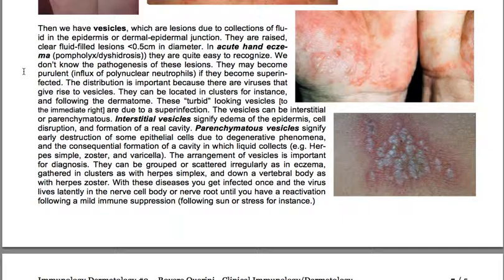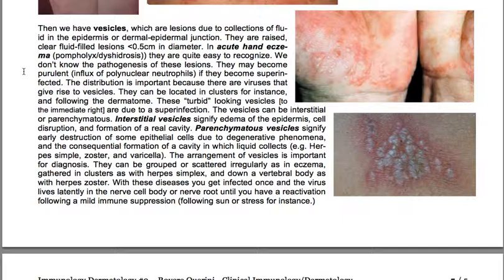Interstitial vesicles signify edema of the epidermis, cell disruption and formation of a real cavity. Parenchymatous vesicles signify early destruction of some epithelial cells due to degenerative phenomena, and the consequential formation of a cavity in which liquid collects, for example in herpes simplex, zoster, and varicella.